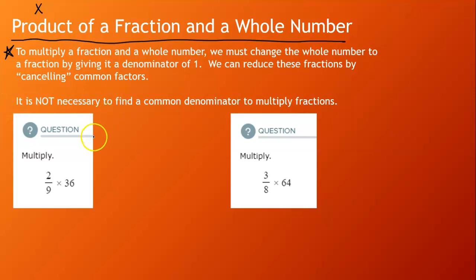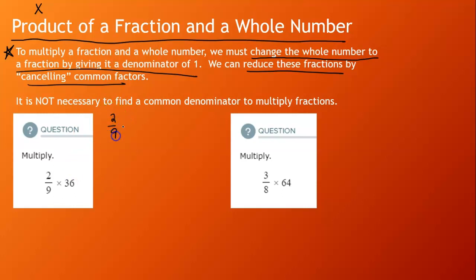To multiply a fraction and a whole number, we must change the whole number to a fraction by giving it a denominator of 1. I strongly recommend that you write this down. Change the whole number to a fraction by giving it a denominator of 1. And then we can reduce these fractions by canceling common factors. It is not necessary to find a common denominator to multiply fractions. You only need a common denominator to add and subtract. You can multiply and divide anything you want.